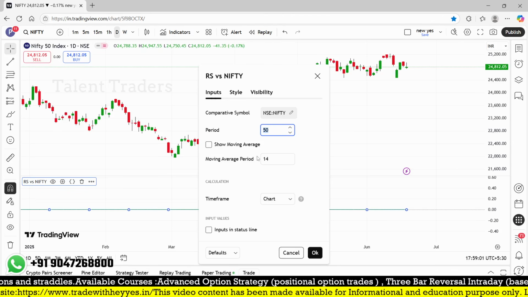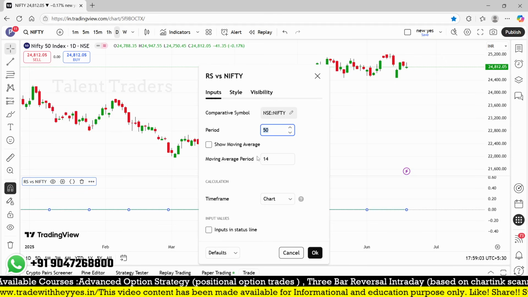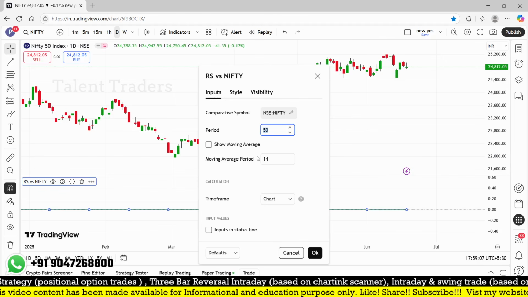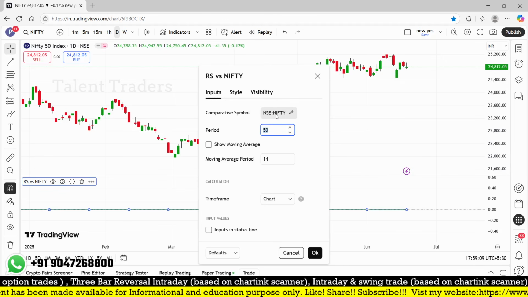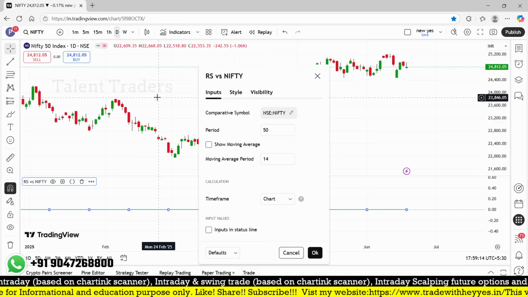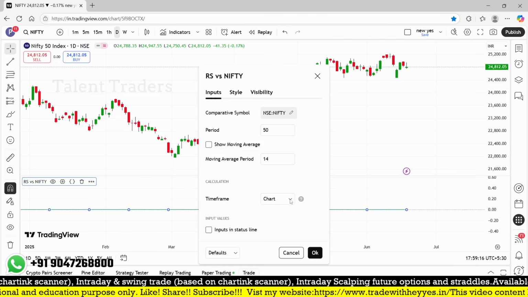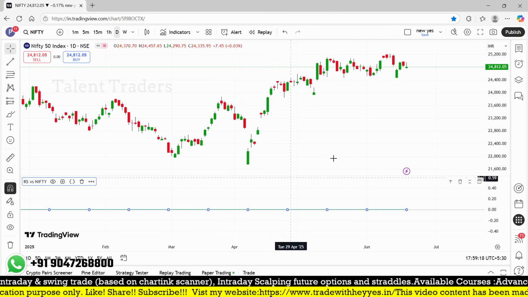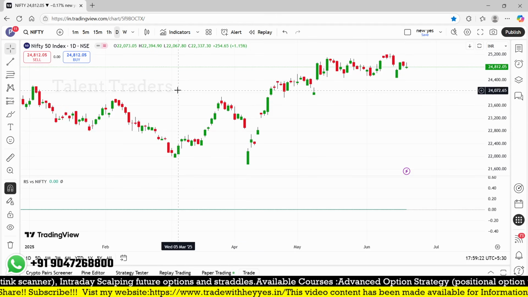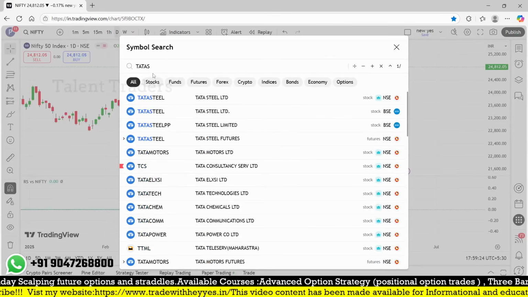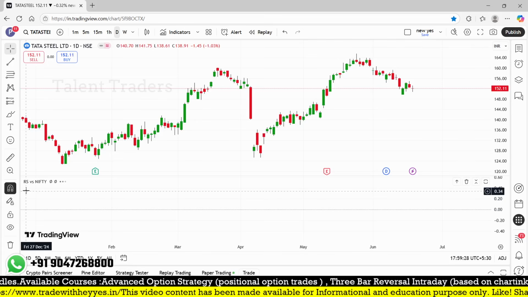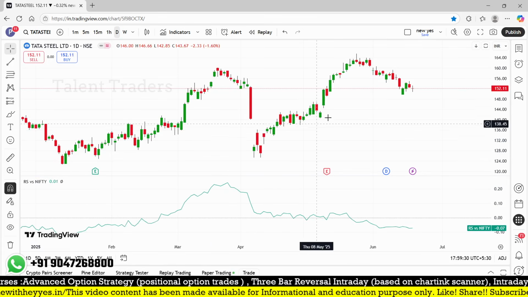I'm taking the last 50 periods, the last 50 days' performance of a particular stock compared with the Nifty 50 index. This index is what we use to compare any other stock. Let me try some other stock, let me go for Tata Steel. Let me wait, the RS is loading.